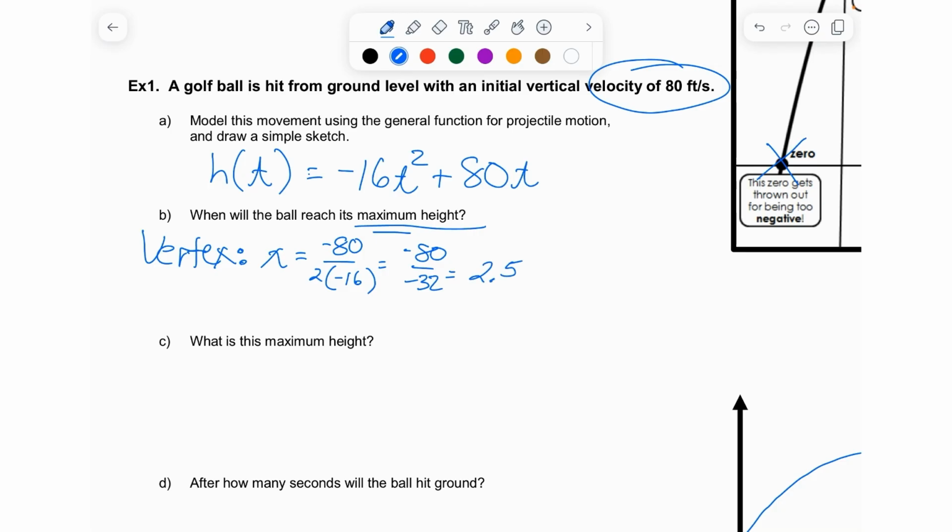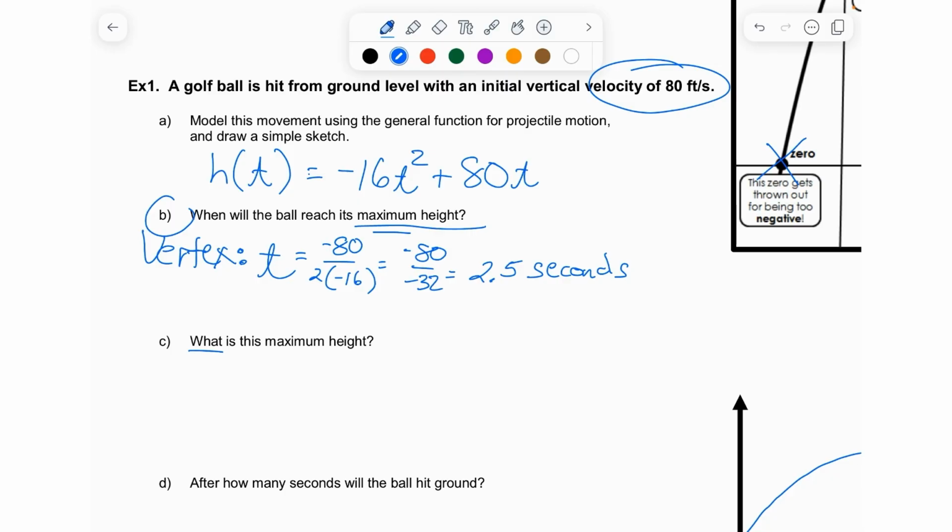Now, do you realize what we really just found? You see, we're used to saying that it's the x value, but you're going to just need to adjust that it's actually the time that is represented by x. So what we really found is 2.5 seconds. Yeah, that's the amount of time it took for the ball to get to its maximum height. We just answered question B.